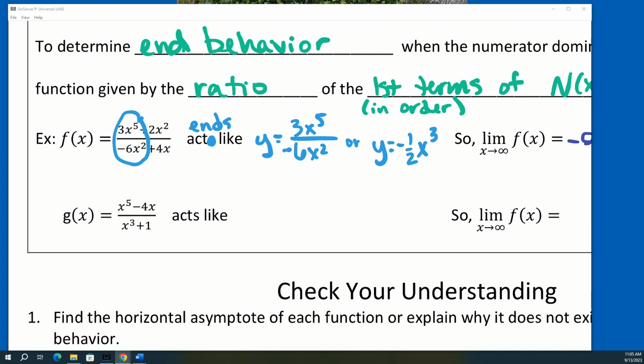So this one, the numerator dominates. So the ends act like a different function where I'm just going to divide those two. X to the fifth divided by x cubed, or y equals x squared. Now, I really hope you guys in your brain can visualize what y equals x squared looks like, because it's a parent function. Nothing weird's happening with it. What does that graph look like? A parabola, right? Just the parent function parabola.